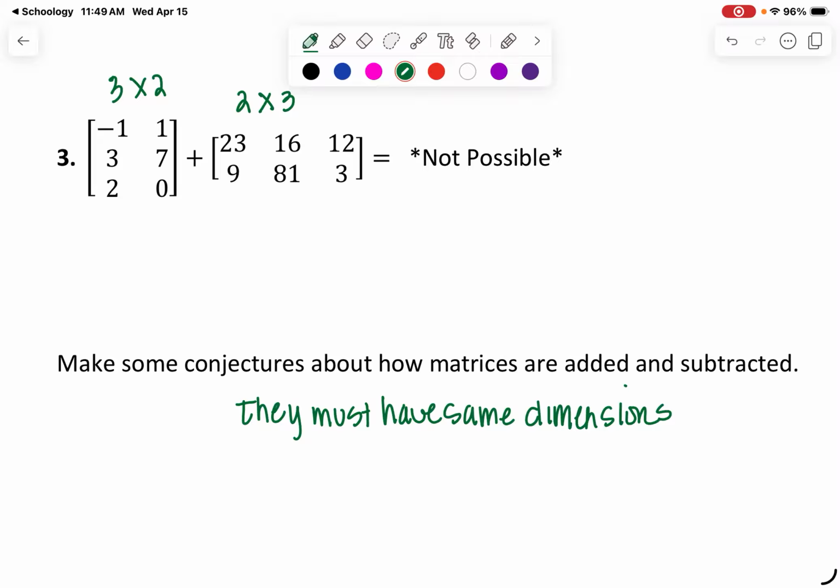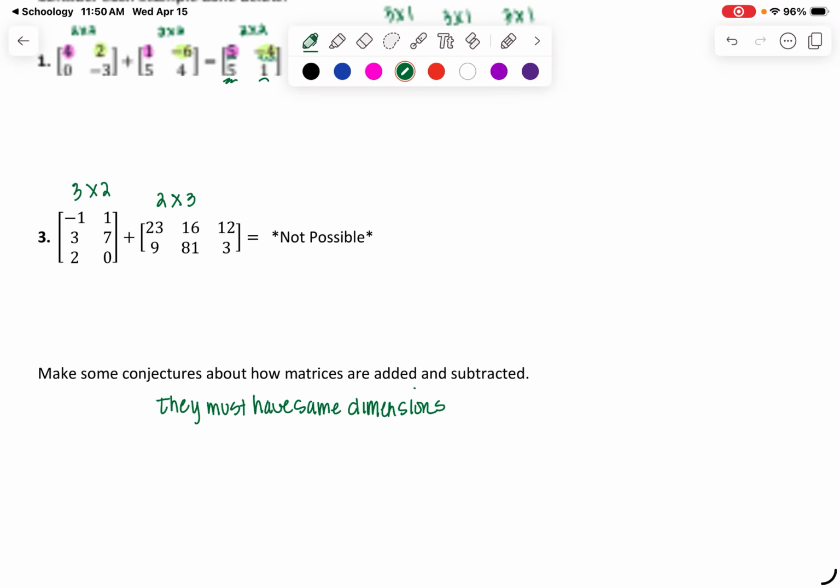And secondly, when you're doing this, you're adding the common entries up to get that entry. So if we want the row 2, column 3 entry in our matrix, then we're going to add row 2, column 3 of our first matrix plus the row 2, column 3 of our second matrix to get the row 2, column 3 of our answer. Okay.